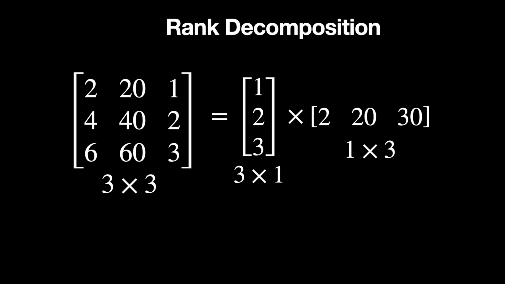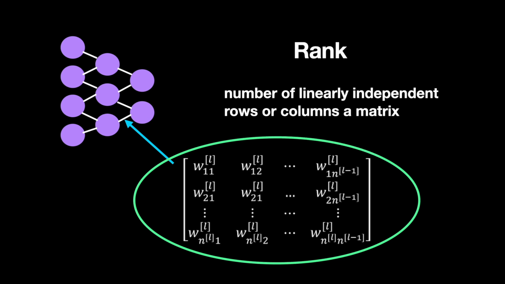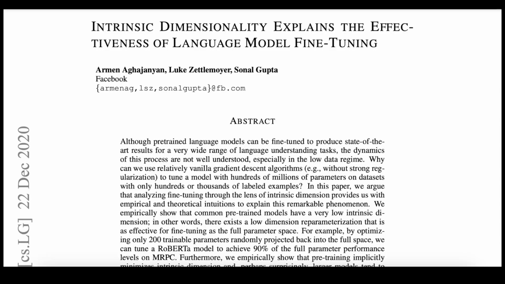So, would it not be nice if these weights actually have a low rank so that we can work with the rank decomposition instead of the entire weights? It turns out that's indeed the case with pre-trained models, as shown by this earlier work. They empirically show that common pre-trained models have a very low intrinsic dimension. In other words, there exists a low dimension reparameterization that is as effective for fine-tuning as the full parameter space.